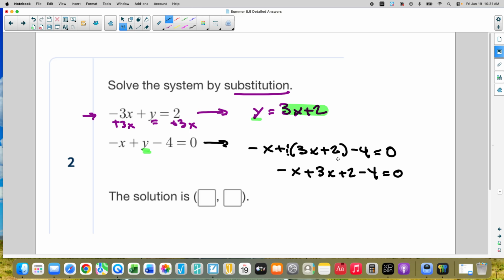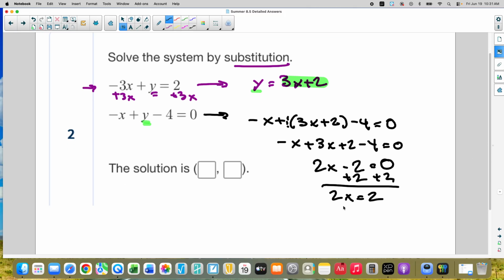We're going to simplify. We've got like terms here, that's 2x. We have like terms here, that's negative 2 equals 0. We're going to add 2. 2x equals 2. Divide by 2. x equals 1. So that is my x value for my system.